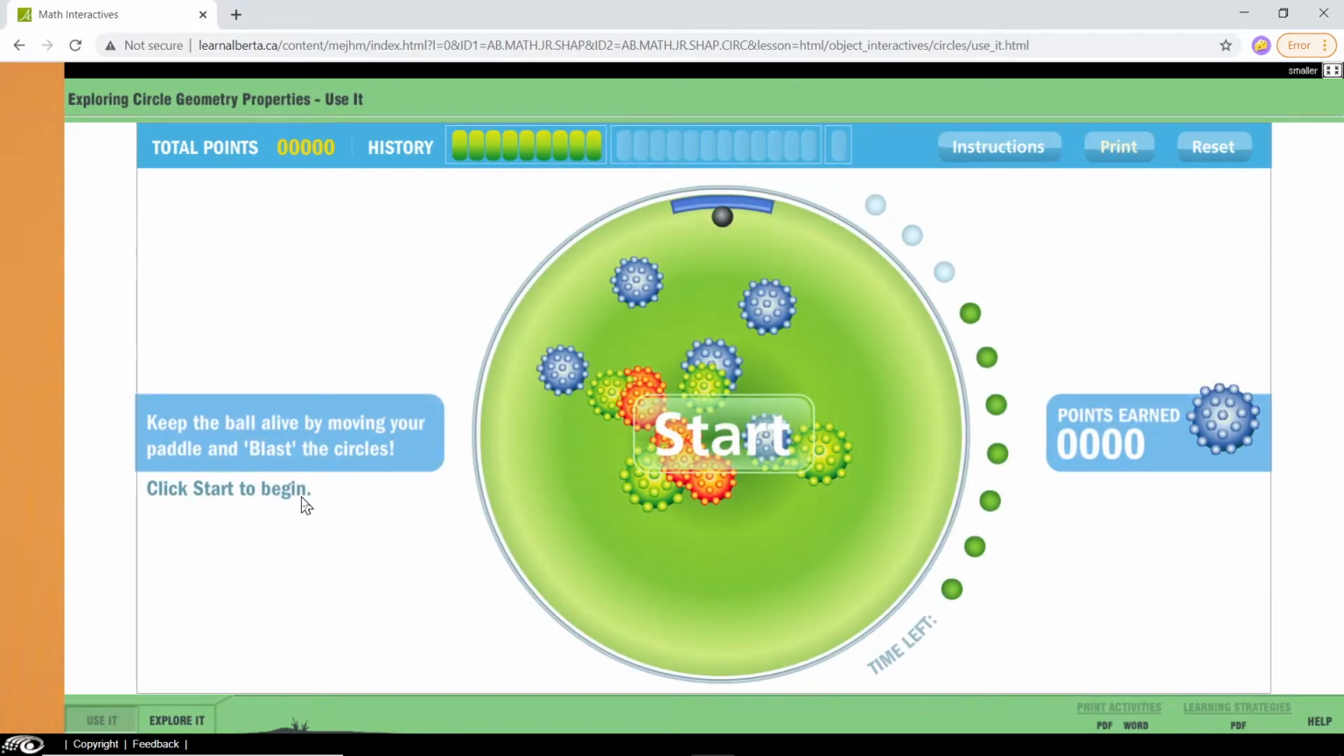Okay, now we are going to play the circle-blasting game with a time limit, so you can gain as many points as you can by blasting these circles.